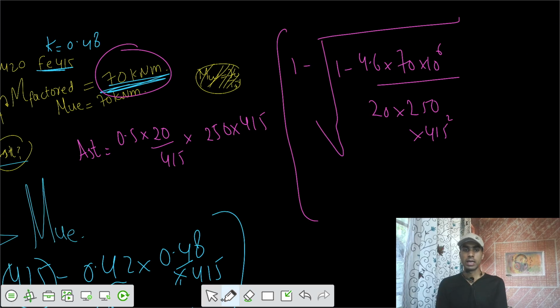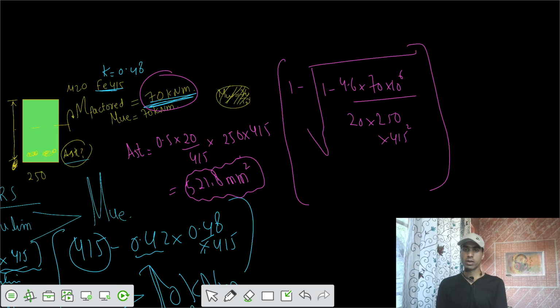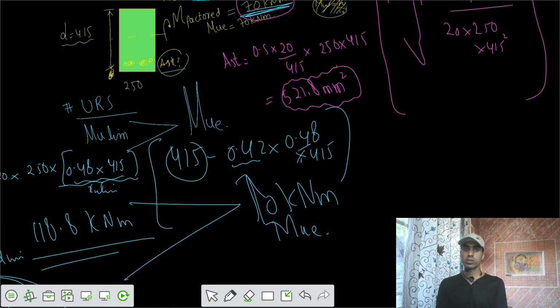Then finally close the bracket and get the value of AST. AST equals 521.8 millimeters square. So this is one approach we can take.